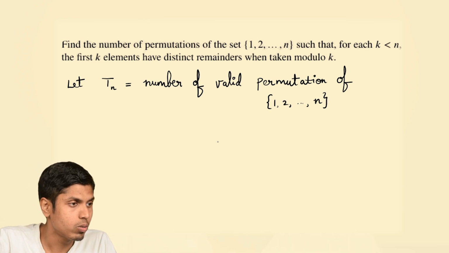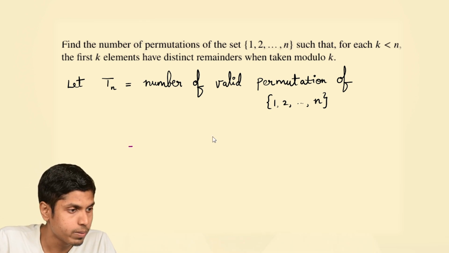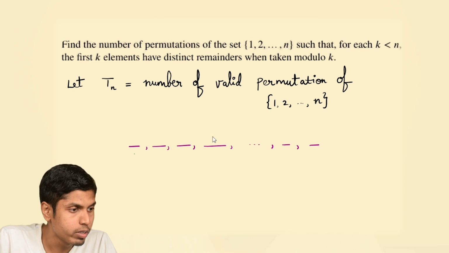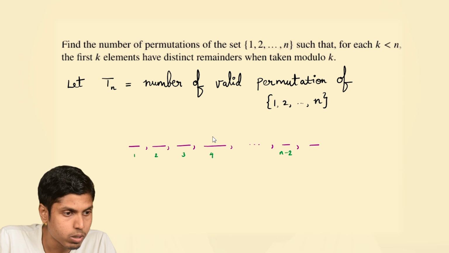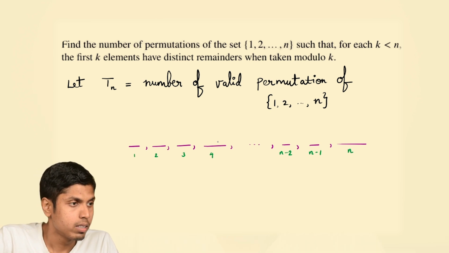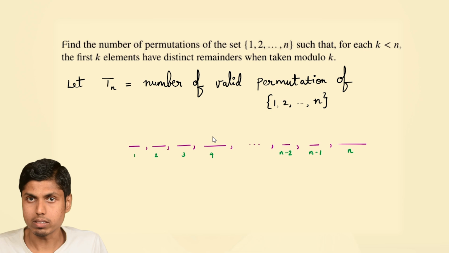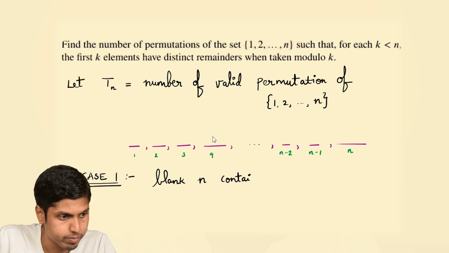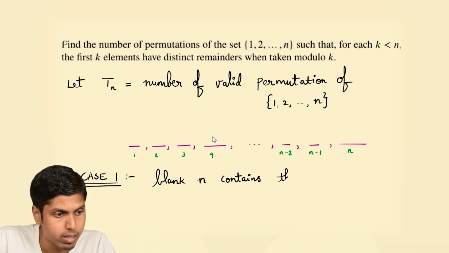Alright, so if you think about the n permutations, you have the first blank, second blank, third blank, fourth blank, and this is the n minus 2th blank, n minus 1th blank, and the last will be the nth blank. We will split this into two cases. Case 1 is that blank n contains the number n.